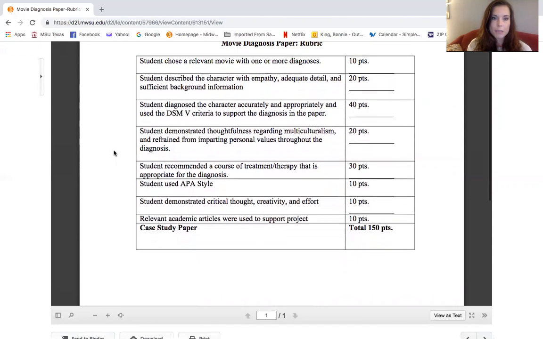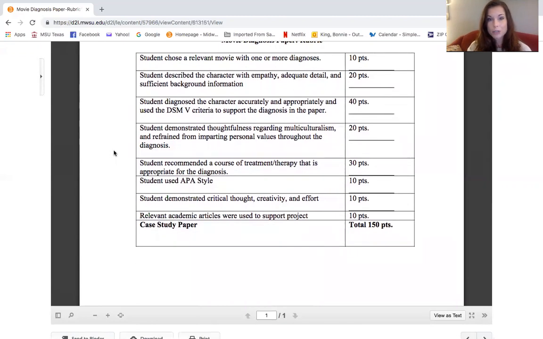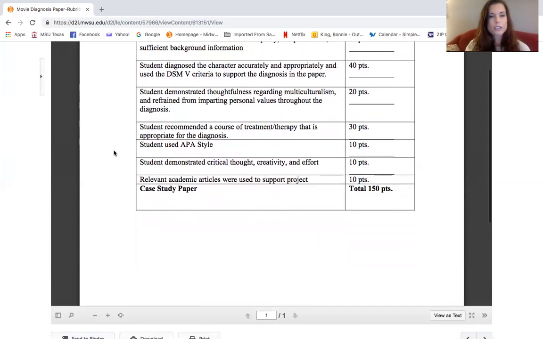Then make sure that you demonstrate thoughtfulness regarding multiculturalism and refrain from imparting personal values throughout the diagnosis. We want to follow our ACA code of ethics and be culturally competent, and remember that when we're diagnosing, wellness in one culture can look very different from wellness in another culture. So we're going to keep it clinical and look at treatment recommendations and use of the DSM diagnosis criteria. We're not imparting our personal values. That's 20 points.